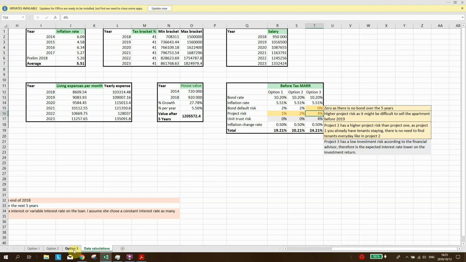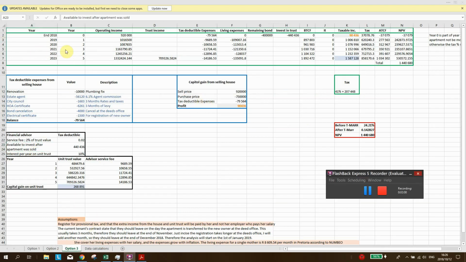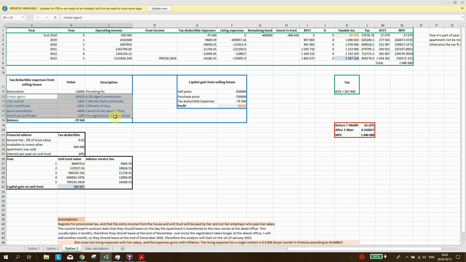Okay, and let's get back. Let's start with option 3. On this sheet, the data for the tax deductible expenses from selling the house was calculated. These values were got from a real estate agent, the cost of selling a house. So, for example, you're going to ask for the agent fee, but there are other fees as well, like for cancelling the current contract, the deeds office, etc.